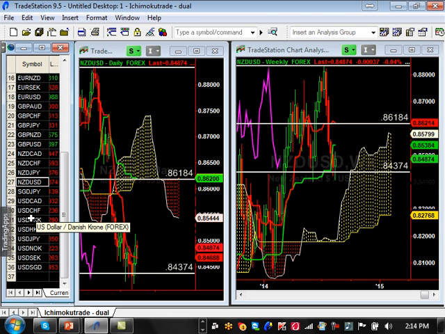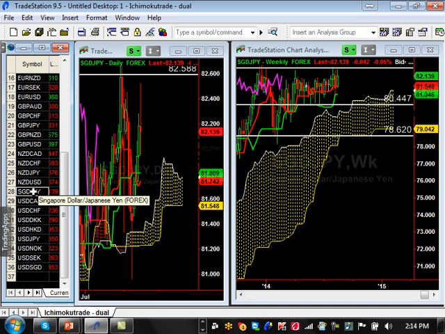New Zealand USD, set a major support at 84.37. It's got to hold here. Minor resistance is going to be 86.18. Singapore yen, this is still bullish and it's still consolidating bullish at the top, but it's slowly going up.